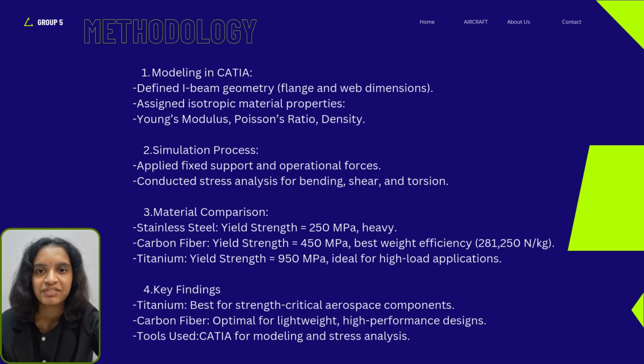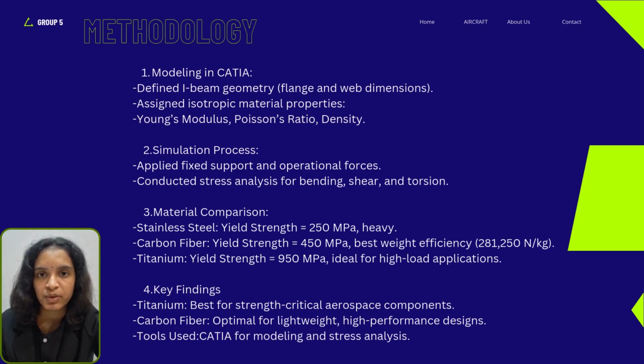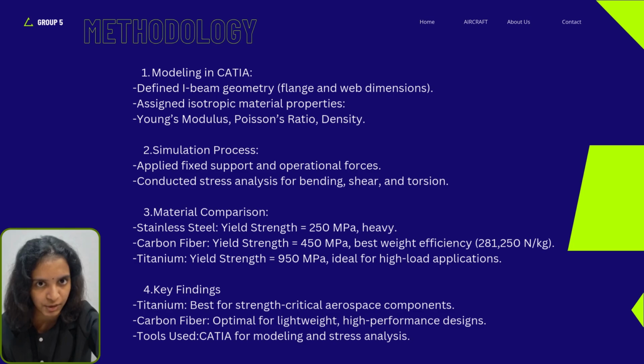The analysis began with the creation of the I-beam model in CATIA, a powerful design and simulation tool widely used in engineering. The geometry of the I-beam was carefully defined to match structural requirements typical of aircraft applications. Key dimensions included a flange width of 50 mm, a flange thickness of 10 mm, a web height of 100 mm, and a web thickness of 5 mm. These dimensions were chosen based on their relevance to load distribution and weight optimization in aerospace structures.